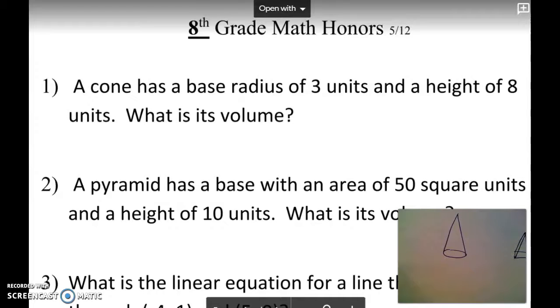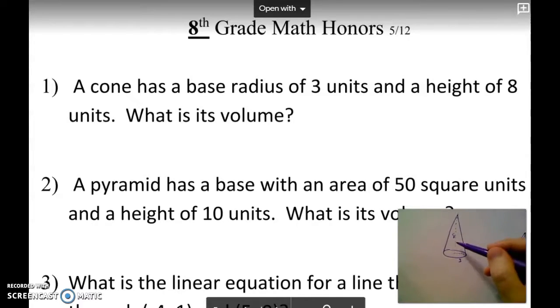Here are the answers to the warm-ups on May 12th. So we have a cone with a base radius of 3 units. That means halfway across the circle is 3. And a height of 8 units. That's the vertical height would be 8. I want to know what its volume is.